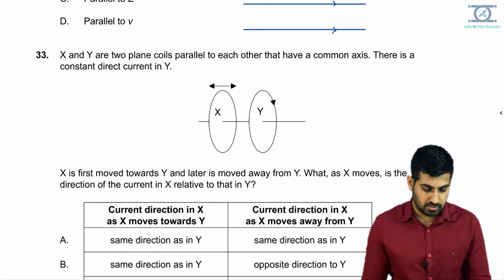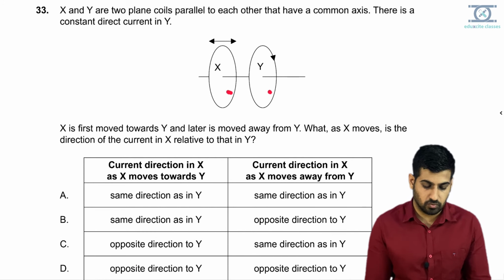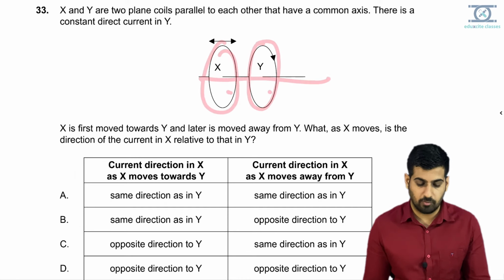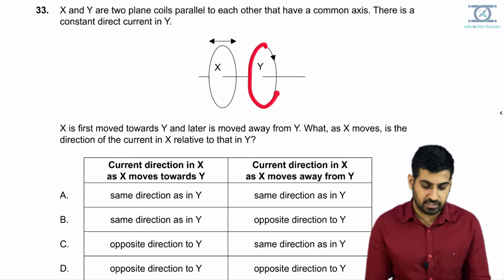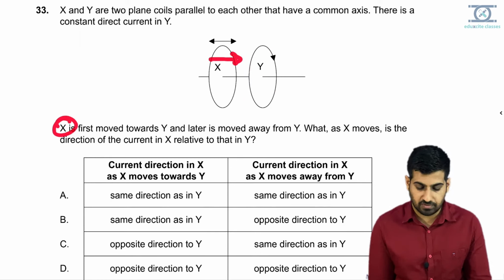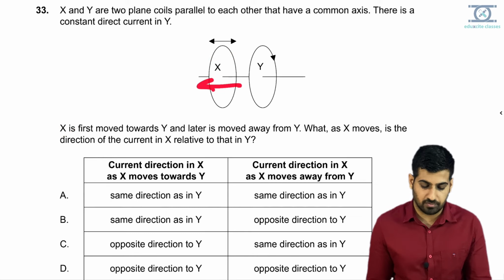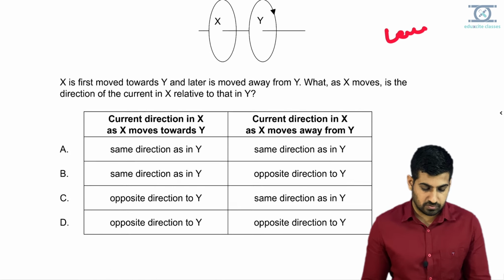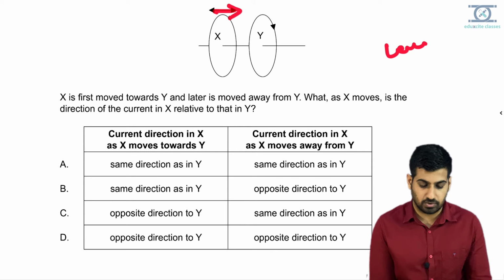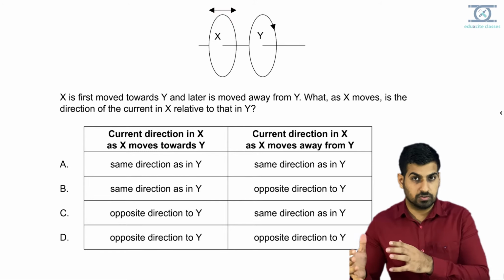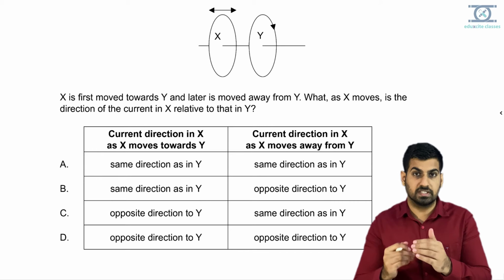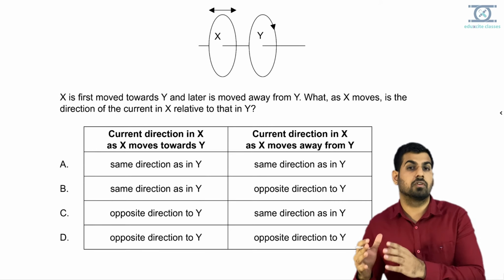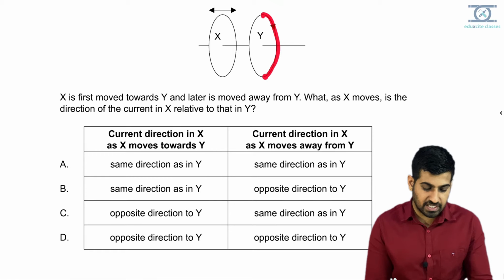Okay. Now the next, x and y are two coils in the same plane, having the same common axis. A constant direct current is flowing in the coil y, which is shown here. First x is moved towards y and then it is moved away from y. We have to find the direction of the induced current, that is nothing but Lenz's law. When it moves towards y, it will oppose the cause of the motion. The current will flow in such a direction that it opposes the cause of the motion. So if it is moving in this direction, the current will be opposite to the direction of y.